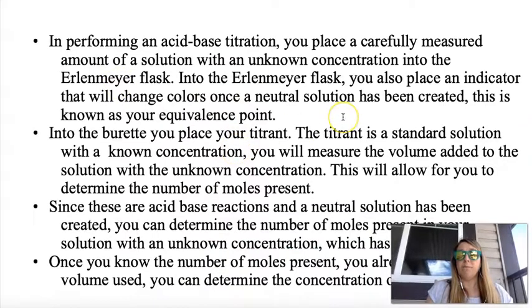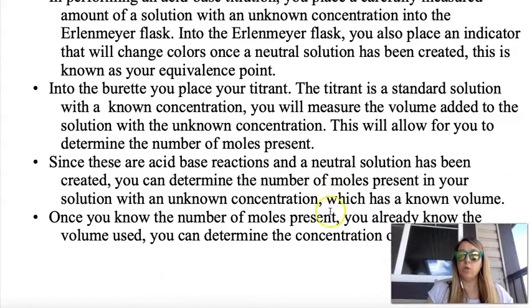So when you are doing this titration, like I mentioned, you're going to put a carefully measured amount of solution into that Erlenmeyer flask along with your indicator, right? Generally for us, it's going to be 10 mLs of whatever sample we're using. Into the burette, you place your titrant. That's your standard solution with a known concentration. Okay, we put that into the burette because the burette has those nice marks that's going to allow for us to measure how much we have.